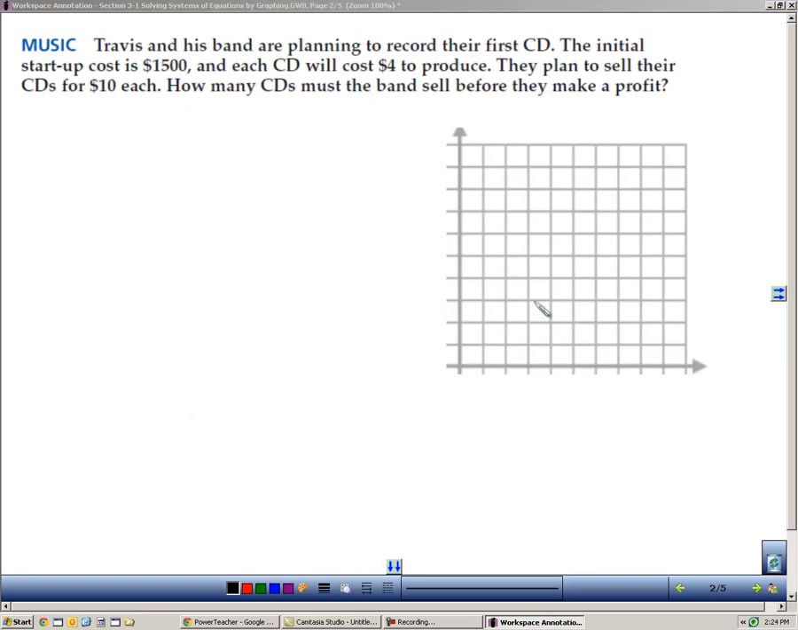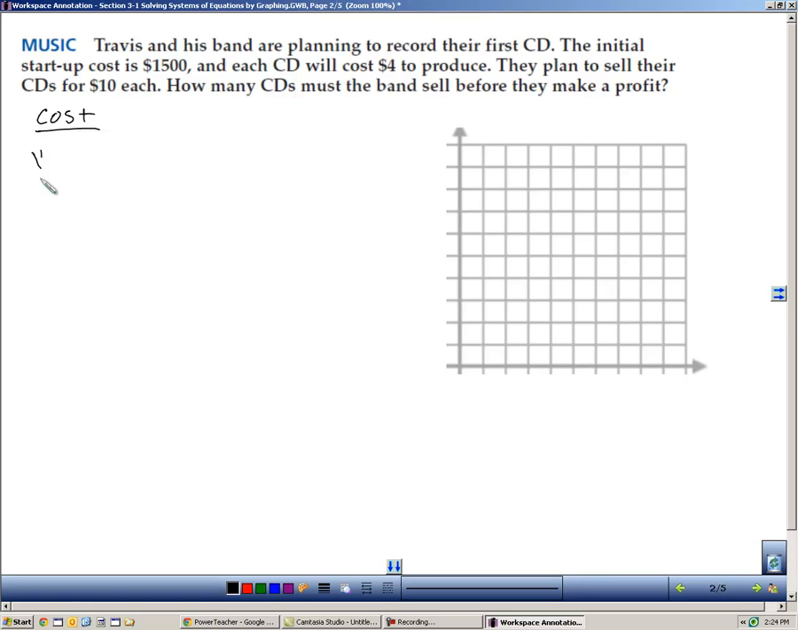As we continue to practice graphing, we're going to use this real-world scenario to show you one of the ways that systems of equations are used. Here we have a band that's planning to record a CD, and their initial startup cost is $1,500, and each CD is going to cost $4 to produce. So we're going to build an equation for what the cost of their CDs are to make.